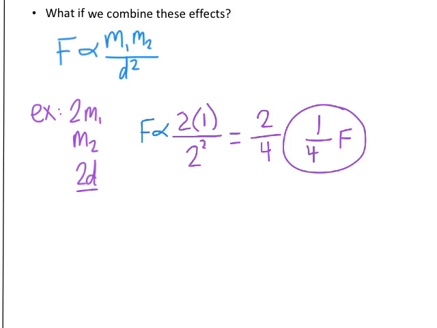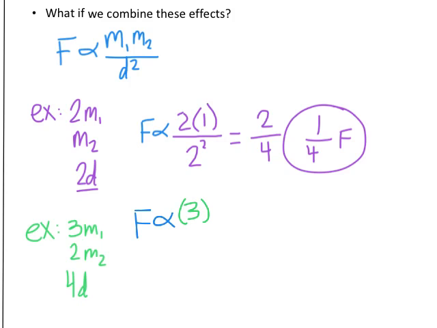Let's try another one. For this new example, I'm going to triple one of the masses, double the second mass, and quadruple the distance between them. So in order to do this, I would simply look at my new force as being proportional to 3, because I've tripled the first mass, times 2, I doubled the second mass, and then I quadrupled the distance, so the inverse part of that proportionality is going to be 4 squared, because I quadrupled the distance, and remember it is squared in our proportionality, so I'm going to write that squared sign as well.